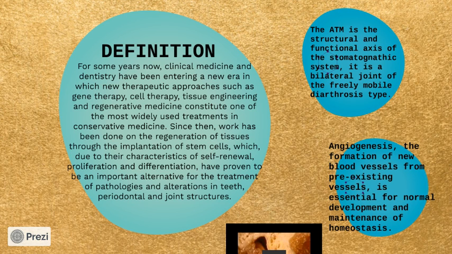The TMJ is the structural and functional axis of the stomatognathic system. It is a bilateral joint of the freely mobile diarthrosis type. Angiogenesis, the formation of new blood vessels from pre-existing vessels, is essential for normal development and maintenance of homeostasis.